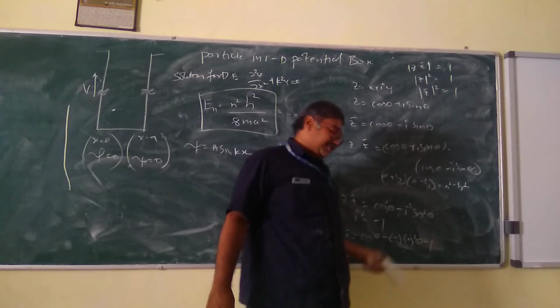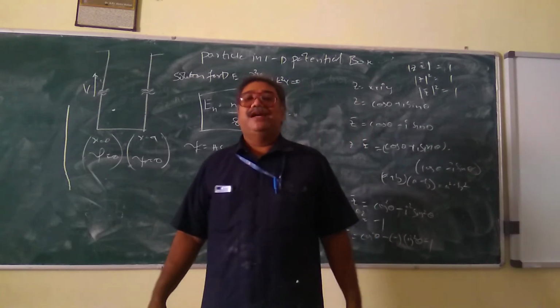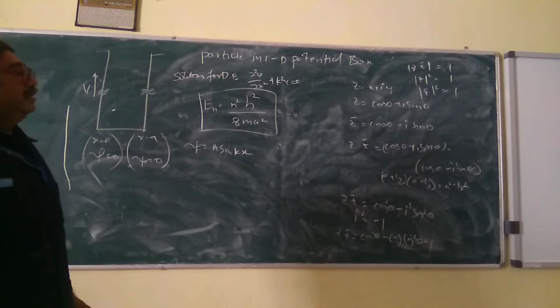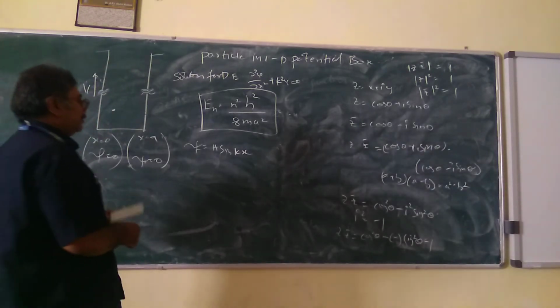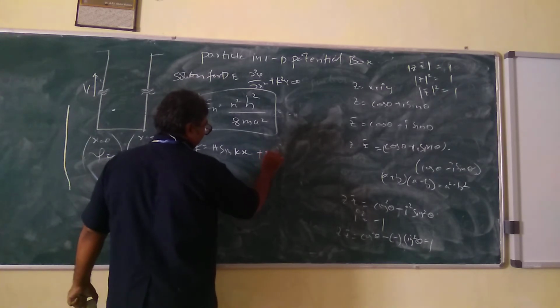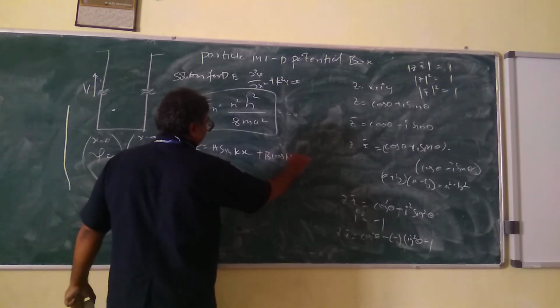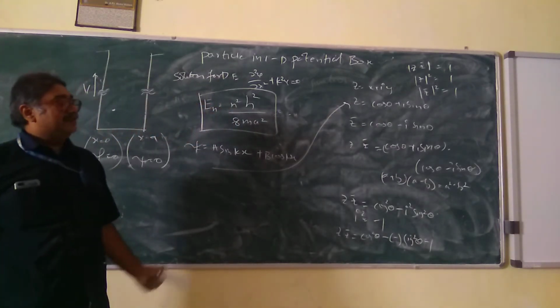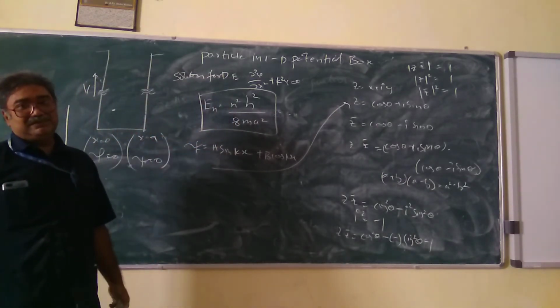Now why are we discussing the fundamental properties of complex numbers? Because our wave is also a complex number. Why? Because of the solution we have assumed: psi equals A sin kx plus B cos kx, and this is something similar to our complex number.